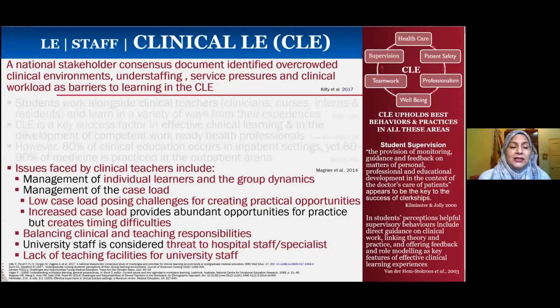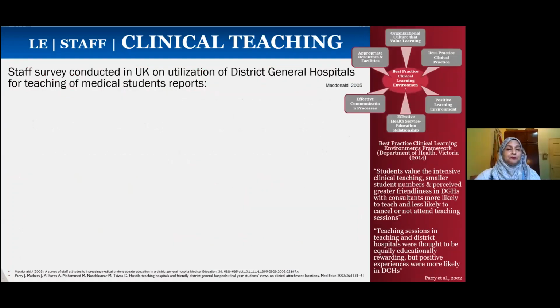Balancing clinical teaching and other responsibilities is another issue for clinical teachers. University staff are considered a threat to hospital staff and specialties. The university staff are usually not very welcome in many government hospitals to come for teaching. And the lack of teaching facilities for university staff in the hospital also hinders their active involvement and their satisfaction in the learning environment of the clinics.